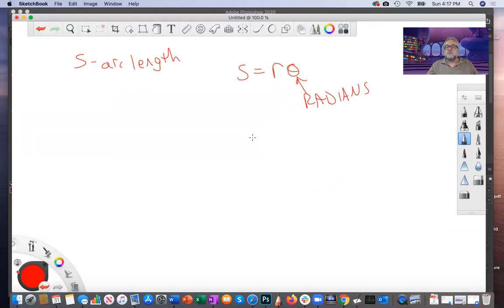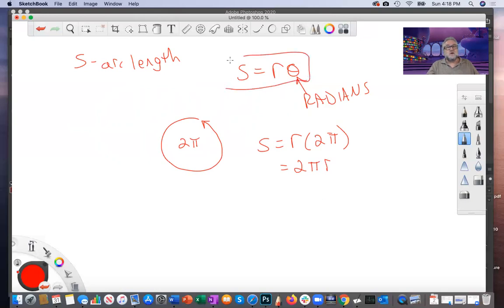And you've done this before. What's the number of radians all the way around a circle? Right, 2 pi. So the arc length all the way around the circle, according to this equation, is R times 2 pi. Is that right? Oh yeah, because that's 2 pi r, the circumference all the way around. So this is another way to find the arc length of a piece of a circle, if you know the angle.